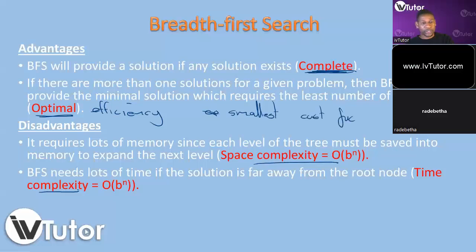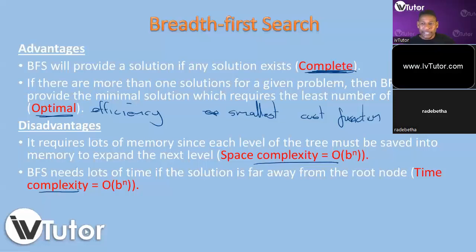Smallest cost function. Right, so we say it is optimal. So how do we look at it that way? Because it goes on level by level, right? It will find the solution at the shallowest level, with all other things being equal, the path cost function being equal. Right. So those are the two advantages associated with breadth first search.